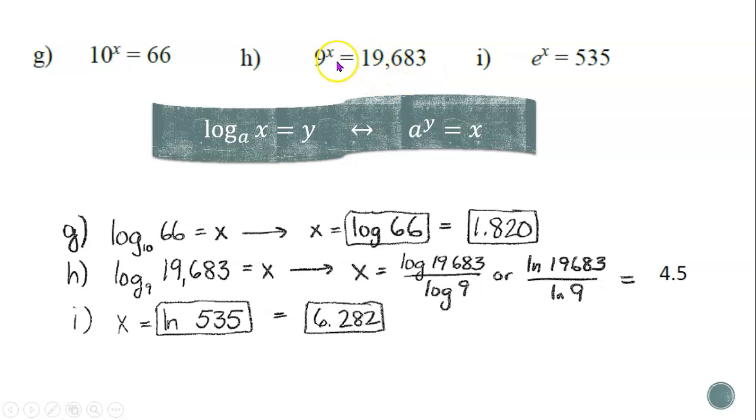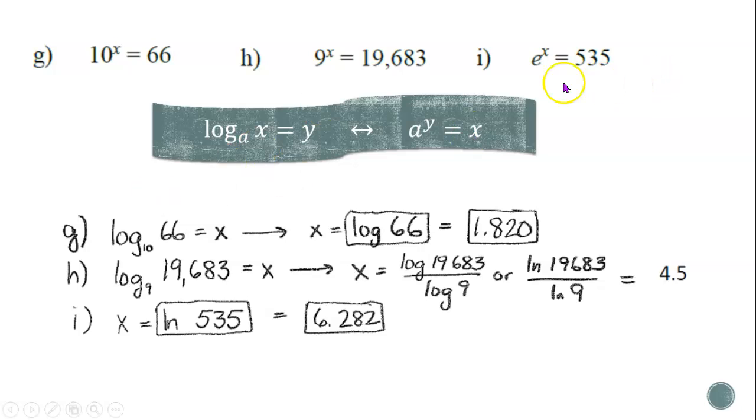Log to the base 9 of 19,683 equals x. Well, to evaluate the base 9 log on a calculator, we can use that change of base theorem. To get the base 9 log of a number, we can take the common log of that number and divide by the common log of 9. Or we can use natural logs. We can take the natural logarithm of that number and divide by the natural log of 9. Either way, the answer comes out as 4.5. So that's x.